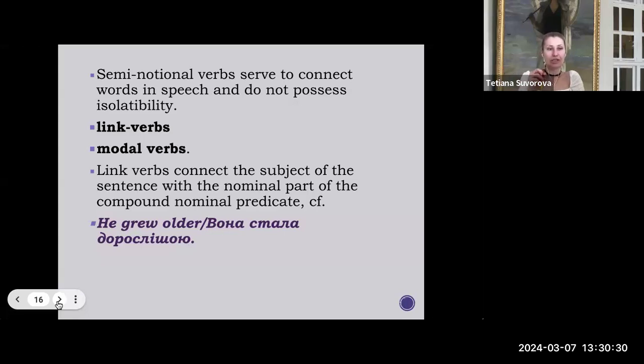But be attentive. These verbs can be notional also in some contexts. For example, the plant grew in my garden, grew fast. Then if it's not a state, it's an action of growing. And then we use, of course, not an adjective, we use an adverb as with any other action, because adverbs give the characteristic of the action, the quality of the action.